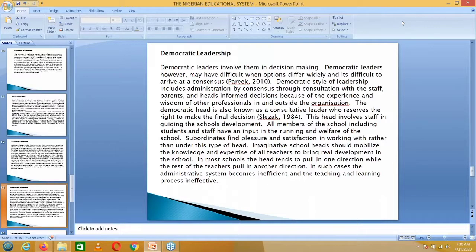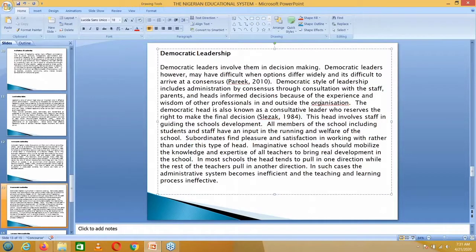The students as well will be mobilized. They can ask the students to bring in their suggestions about a particular thing and submit their suggestions to the management. So all members of the school, including the staff and the students, have a say in the welfare of the school. So subordinates find pleasure and satisfaction in working with this type of leadership, rather than under the type of leadership where the sole decision is coming from the head.